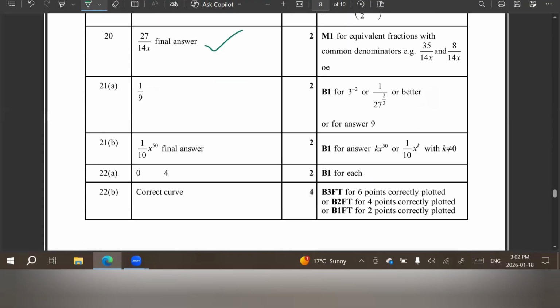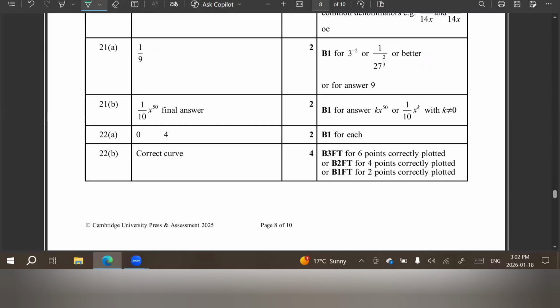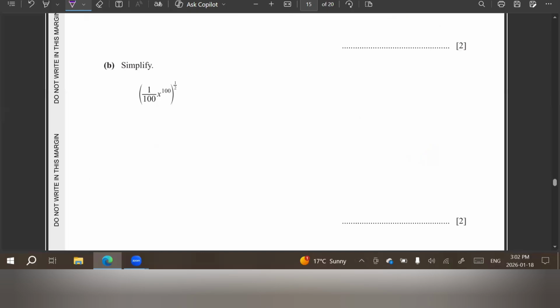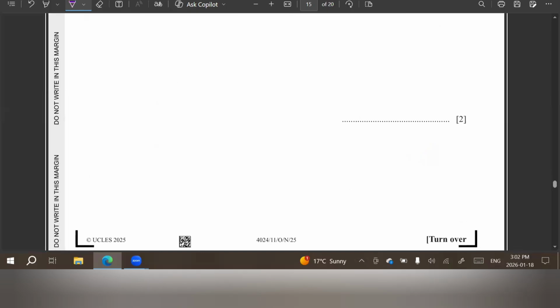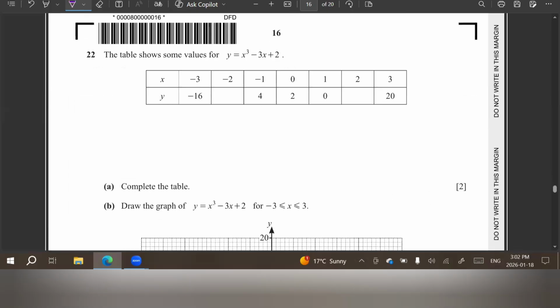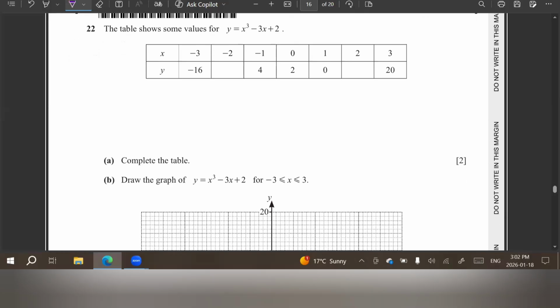Okay. So let's do the next one coming up on your screen. And here we go. Question number 22 on your screen. He says the table shows some values for y equals to x cube minus 3x plus 2. So I want to find out what is the value here and what is the value here. Okay, very simple. This x value minus 2, you substitute in this formula and calculate it. Very simple, straightforward. Okay. So let me show you.